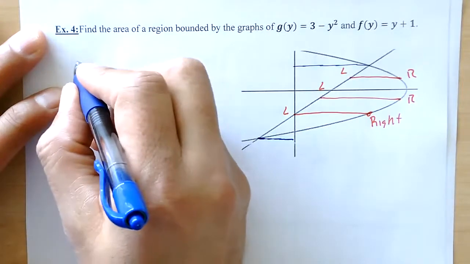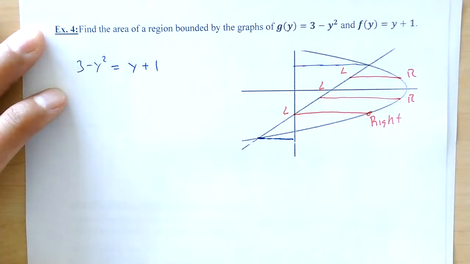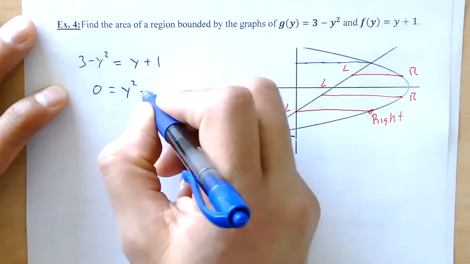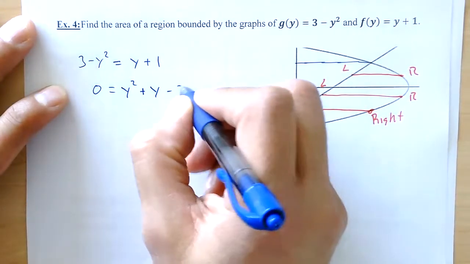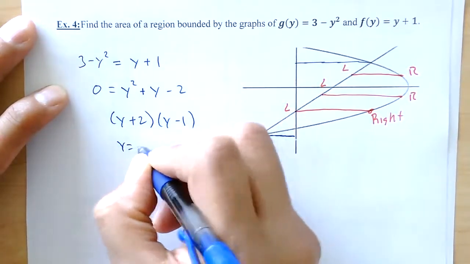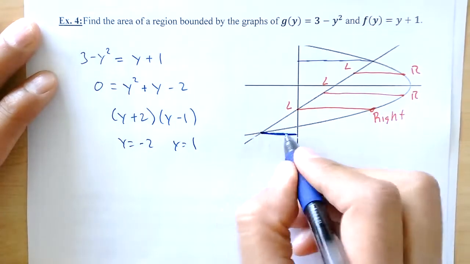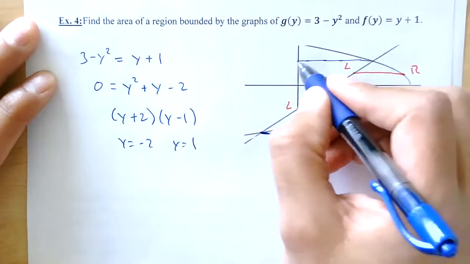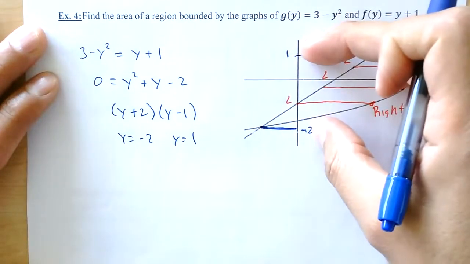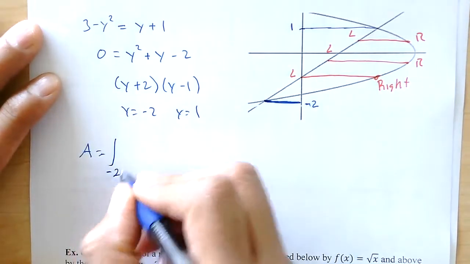So again, I suggest you pause the video, do a little bit of algebra, find out when they are equal to each other. So I could tell that they're going to be equal when y is -2 and when y is +1. And these are going to give me the limits of my integral. The area of those two go from -2 to 1.